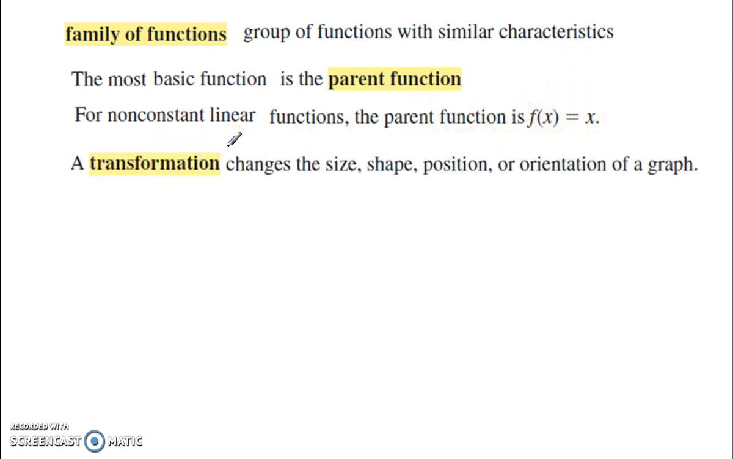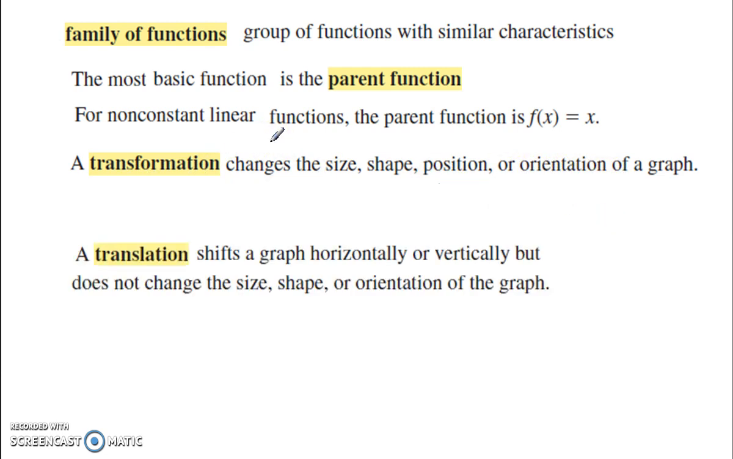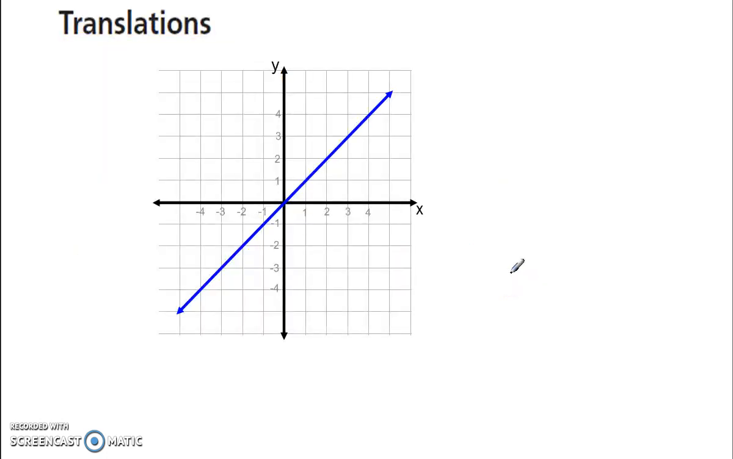A transformation changes the size, shape, position, or orientation of a graph. Now we're first just going to look at some translations. A translation shifts the graph horizontally or vertically, but does not change size, shape, or orientation. So it just shifts it. All right, let's look at translations. This right here is y equals x, or in function notation, f of x equals x. So that's this function right here.